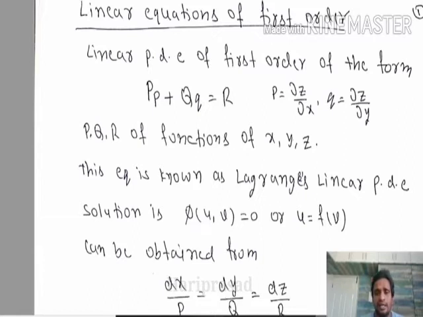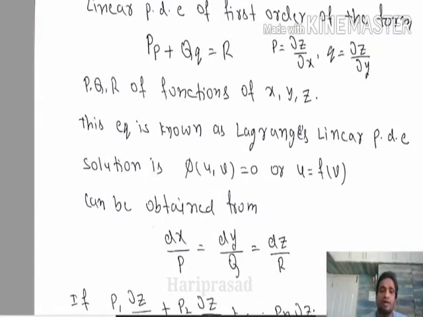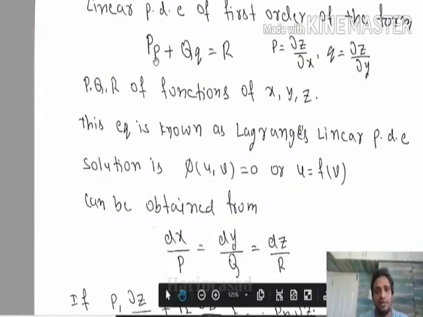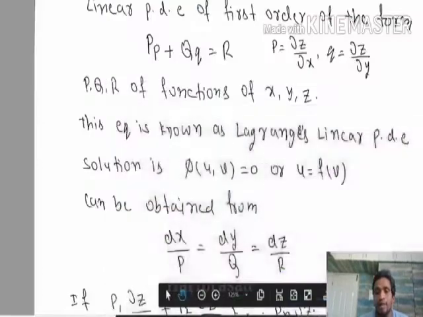Already you learned linear equations in ordinary differential equations, but there is no link between ordinary differential equations and partial differential equations in the method. So first, a linear partial differential equation of first order is of the form capital P into small p plus capital Q into small q is equal to capital R. Here capital P, capital Q, capital R are functions of x, y, z. And p and q we already learned in the first class itself: p is equal to dou z by dou x and q is equal to dou z by dou y.